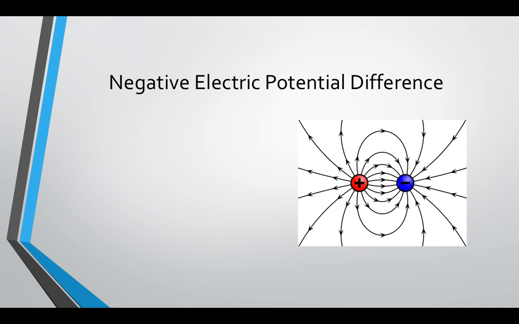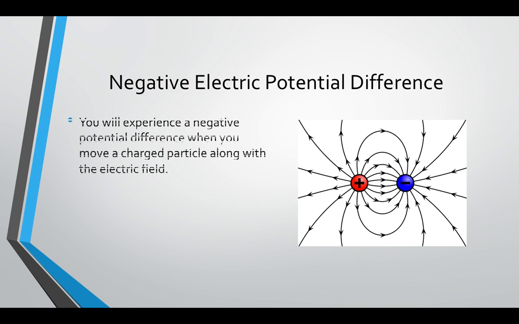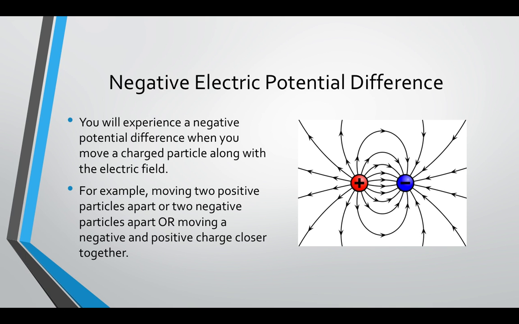All right? A negative electric potential difference is the opposite. To get a negative electric potential difference, you're having to move things along with the electric field that they're in, the way they would naturally want to go. So you experience a negative electric potential difference when you move that charged particle along those field lines. For example, moving two positive particles farther apart, or two negative particles farther apart, or if you should move a negative and a positive charge even closer together. Those are the natural directions that those particles want to go.